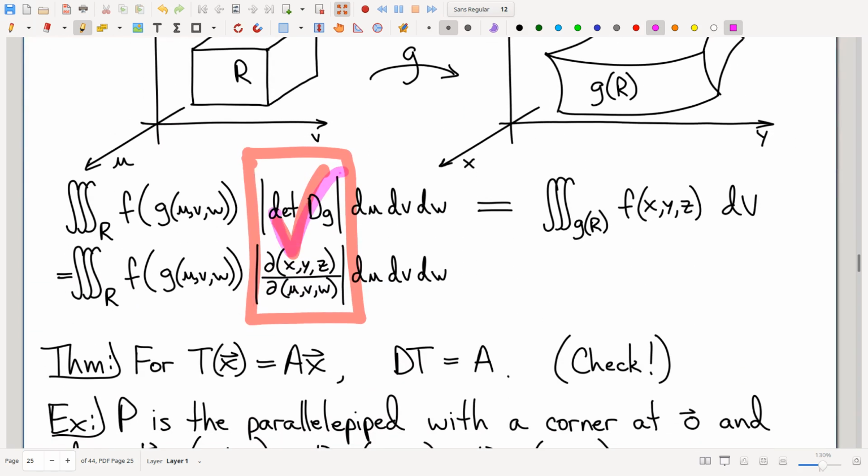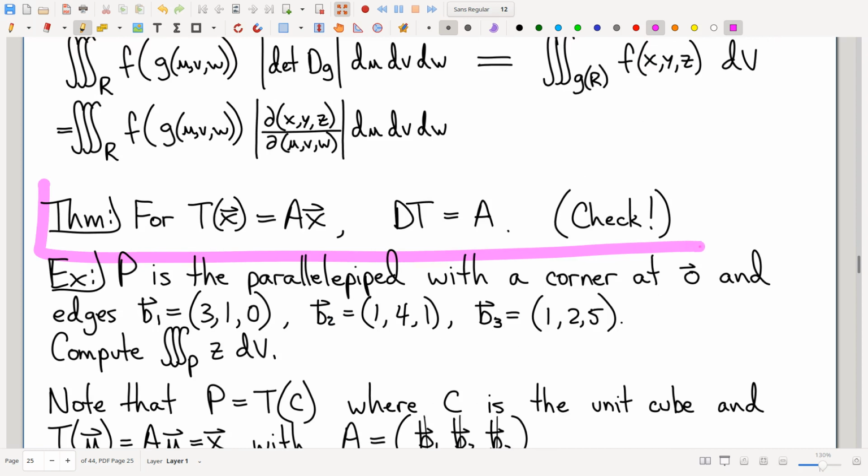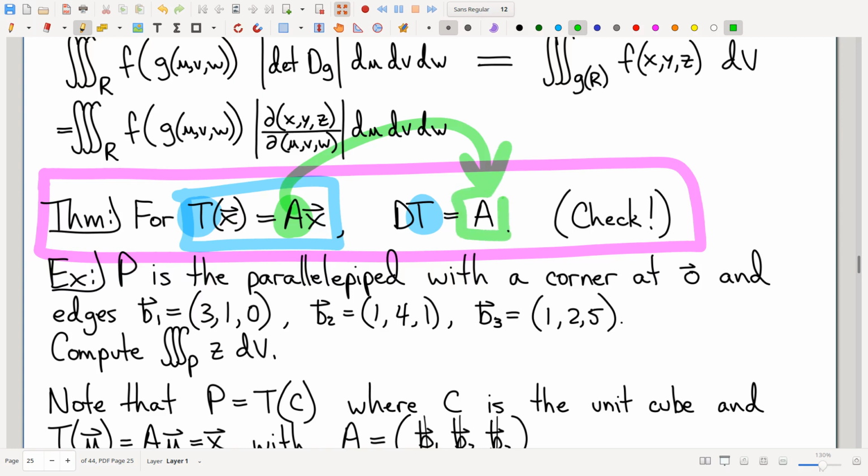Okay. Now we're going to put that into practice. Before I do this next example, I do need to talk about this theorem right here. This is kind of a corollary, a lemma, for what we're about to do in this next example. It's just a shortcut. Here it is. Neat fact: if you use a matrix to define a linear transformation in the usual way, and you take that linear transformation and compute the derivative matrix, you will get exactly the original matrix.